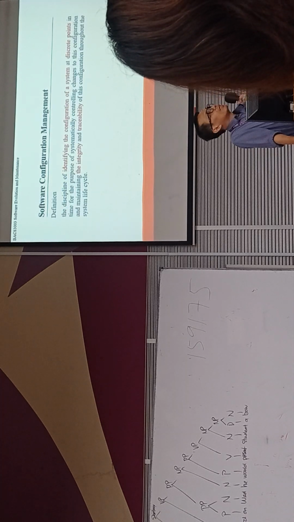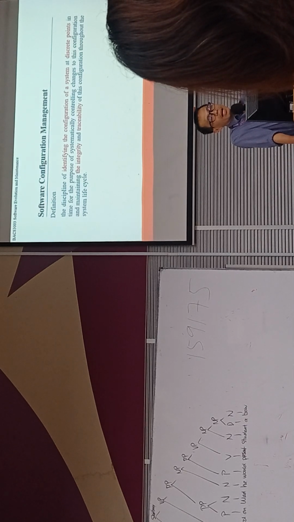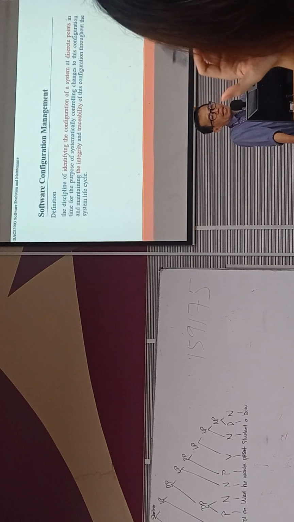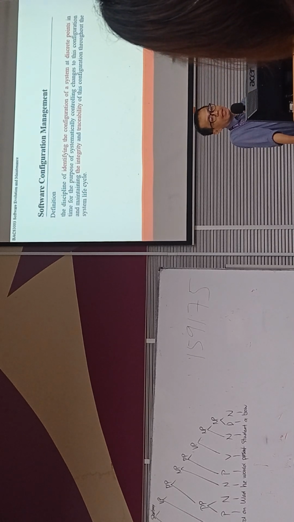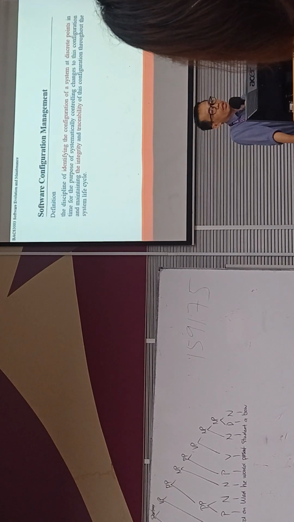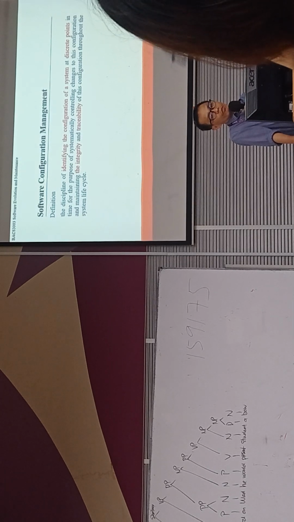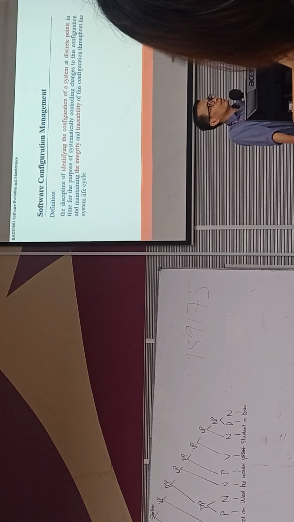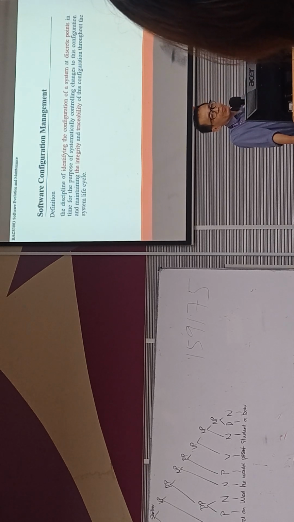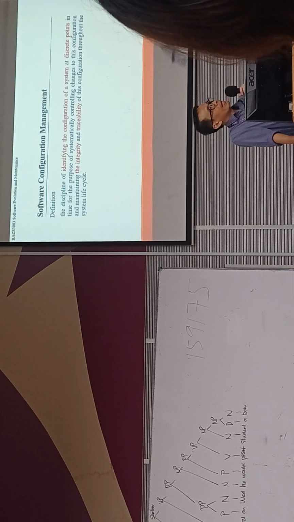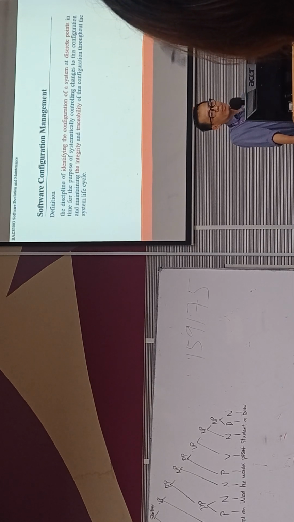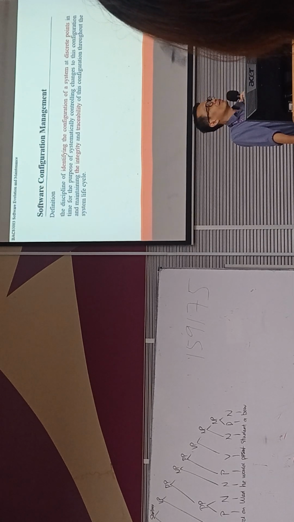Definition: configuration management is the discipline of identifying the configuration of a system at discrete points in time, for the purpose of systematically controlling changes to this configuration and maintaining the integrity and traceability of this configuration throughout the system life cycle. Identify the item, control the changes, and maintain the integrity and traceability of the configuration.